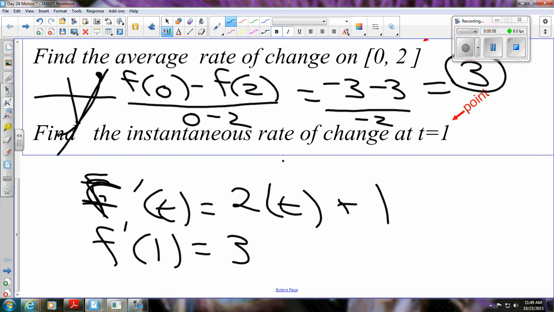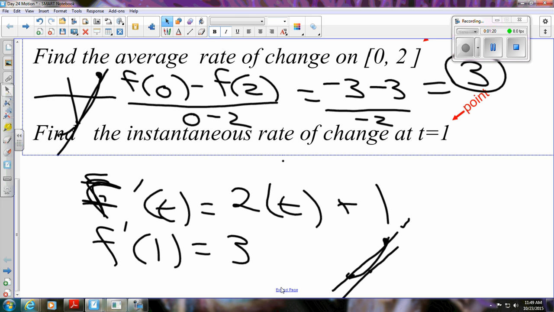If we had this parabola, we found that the average rate of change over the interval from 0 to 2 was 3. Now we just found out that at t equals 1, the slope of the tangent line is also 3. Crazy.